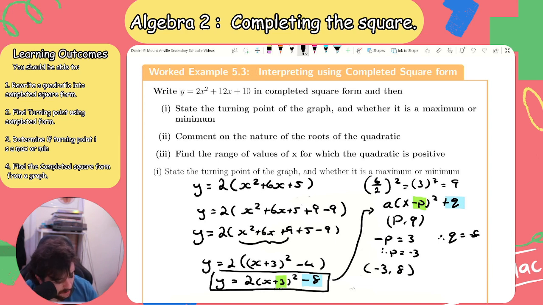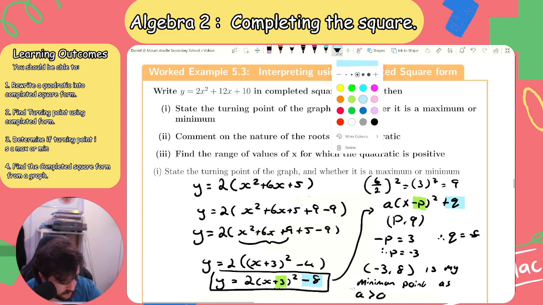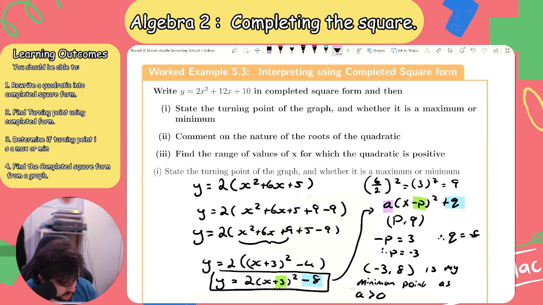And it is going to be a maximum. I say a maximum, sorry, a minimum point, as a is greater than 0. So remember, a here is the 2. So a is equal to 2. Since a is greater than 0, it is a minimum point.